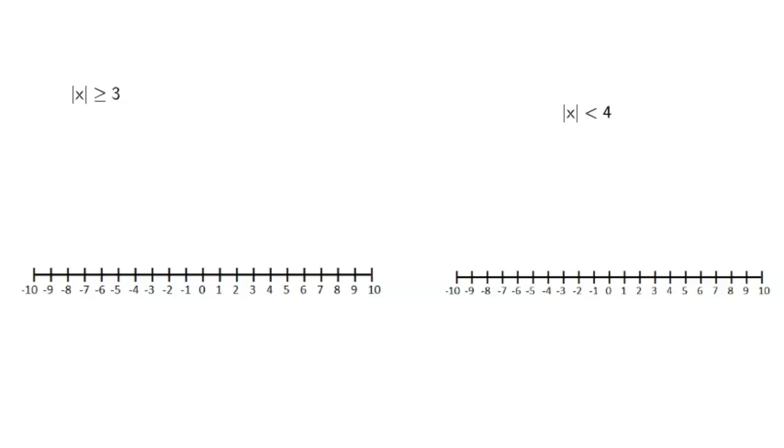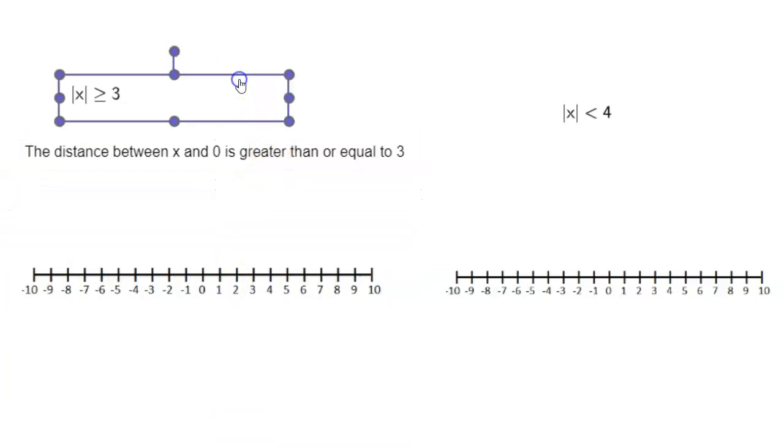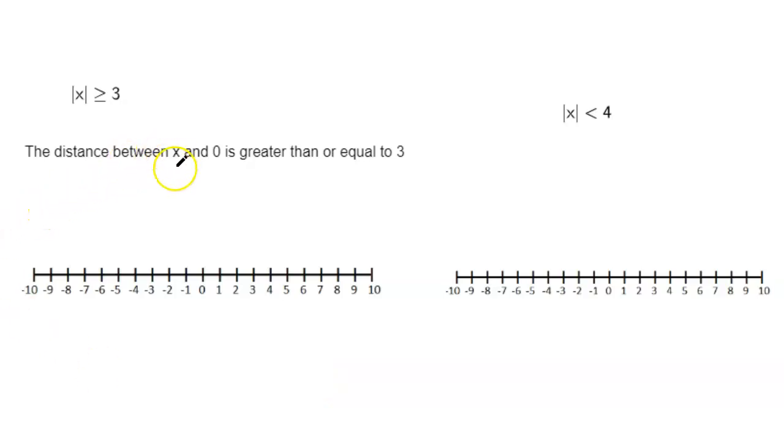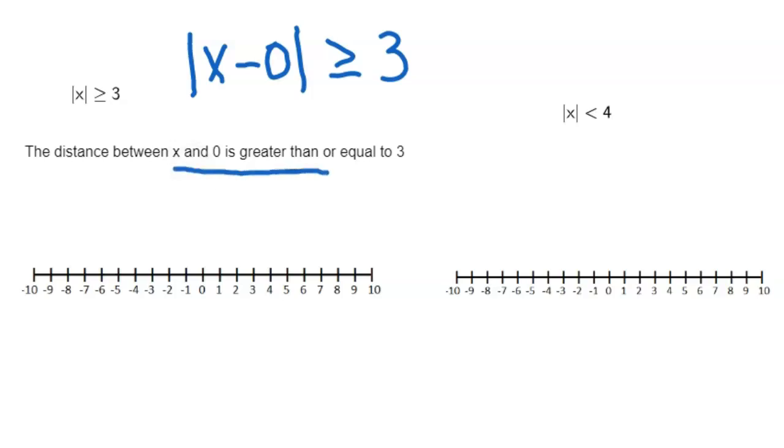Well, if you do that, here's what you'd have. So the distance between x and 0 is greater than or equal to 3. So in other words, we have to think about this thing as a distance. So we don't have a number, so we'll assume it's 0. And so we'll change it to that first. And that's how you get this, the distance from 0 is greater than or equal to 3. So the distance between x and 0 has to be more than 3.